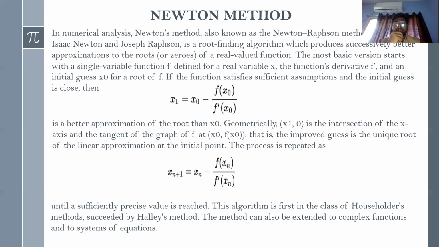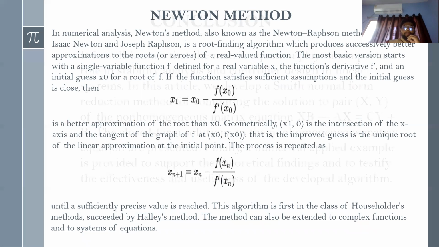Geometrically, x1 comma 0 is the intersection of the x axis and the tangent of the graph of f. That is, the improved guess is the unique root of the linear approximation at the initial point. The process is repeated as x n plus 1 equals x n minus f of x n by f dash of x n until a sufficiently precise value is reached. The algorithm is the first in the class of Householder's methods, succeeded by Halley's method. The method can also be extended to complex functions and systems of equations.